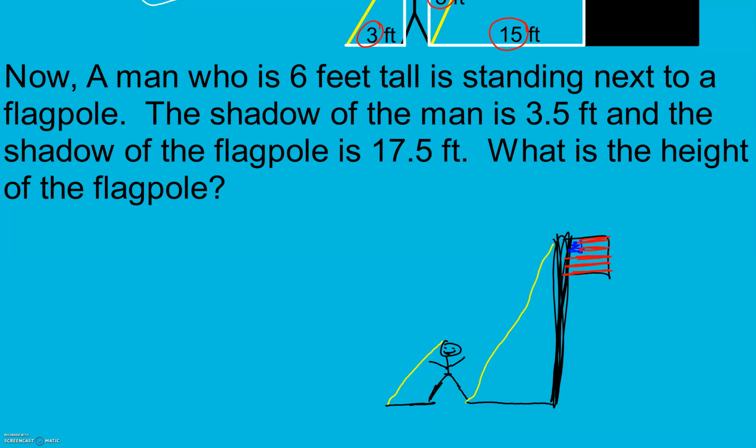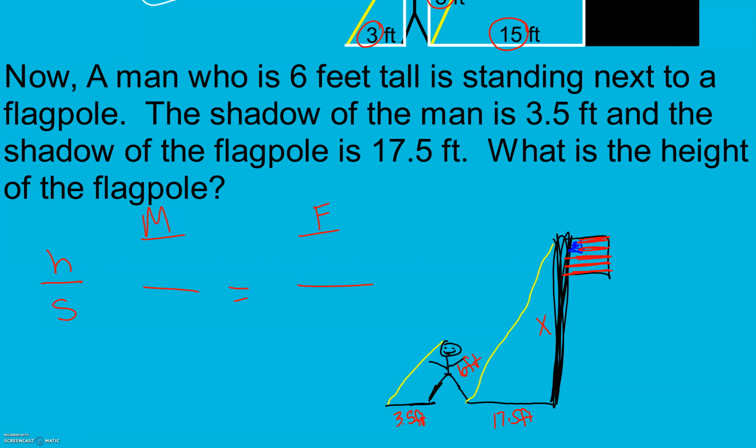It says our man is 6 feet tall, and the shadow is 3.5 feet. The shadow of the flagpole is 17.5 feet. And since it hits at the same angle, these are going to be similar triangles. And we're looking for the height of the flagpole here. So again, I can compare the man to the flagpole, and I compare heights to shadows, or shadows to heights. That part doesn't matter.